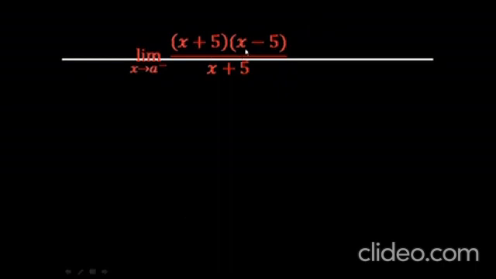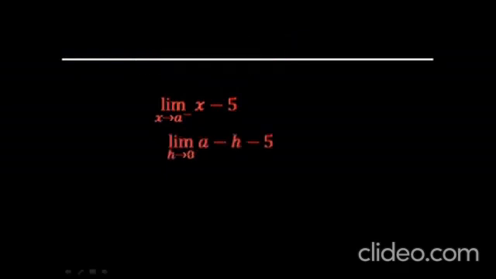Applied here, and then afterwards we can cancel the x plus 5, and afterwards we get limit x tends to a of x minus 5. Now we can apply the value of x, so we get limit h tends to 0, x value replaced by a minus h, so we get a minus h minus 5, and afterwards we have to put the value of the limit, so this is equal to a minus 5. Now the left hand limit is equal to a minus 5.